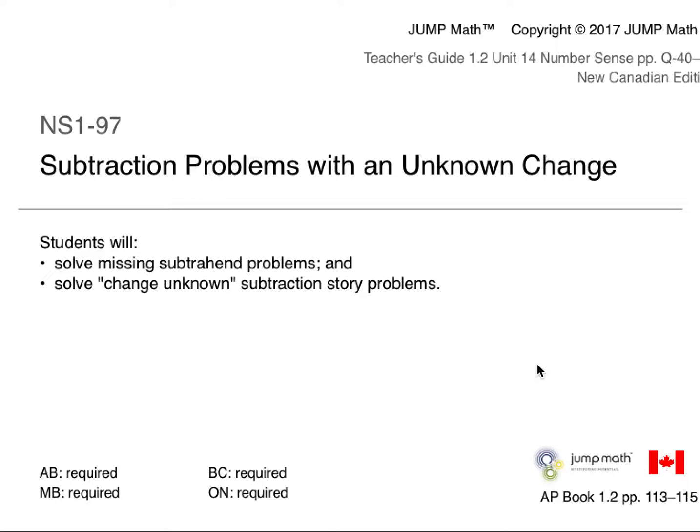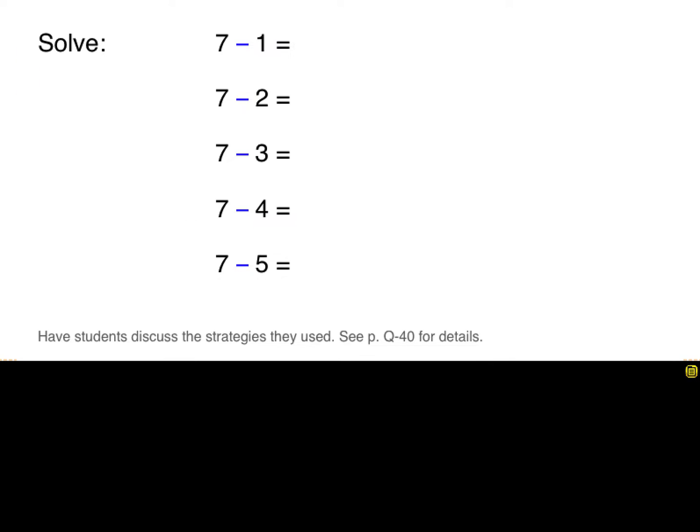Hi, grade 1. Today we're going to be doing some more subtraction and word problems with takeaway. So, if we know that 7 take away 1, you can count backwards by 1, is 6. 7 take away 2 is 5. 7 take away 3 is 4.